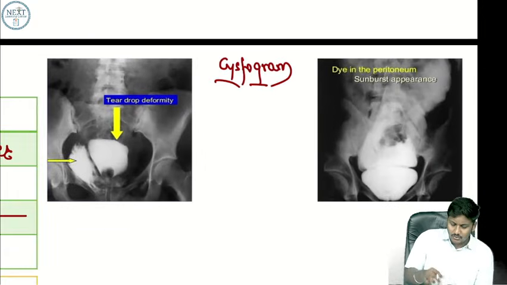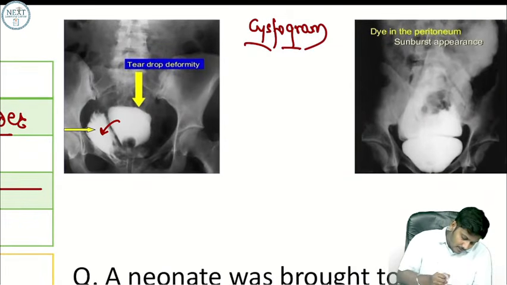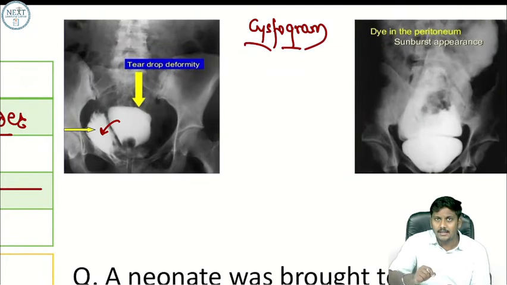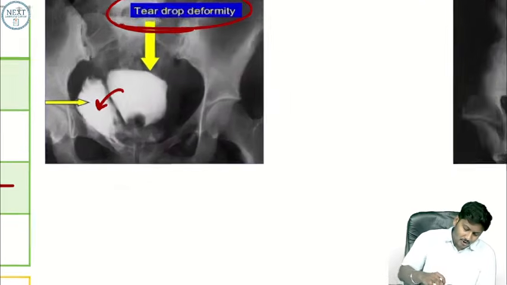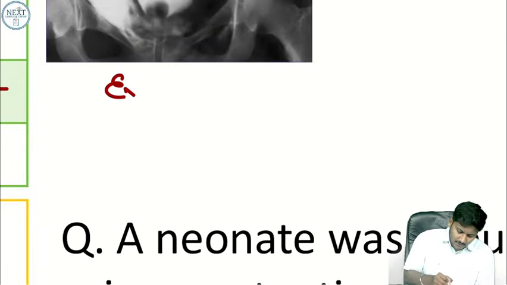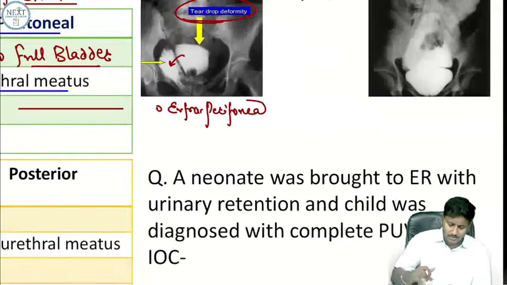And when I do a cystogram, there are two kinds of deformities, as you are able to see. In the first one, here you can see, beta, that the contrast is leaking out into the pelvic cavity. Whenever the contrast leaks out in the pelvic cavity, the shape of the urinary bladder turns like a teardrop, beta. And that teardrop deformity is very classical of extraperitoneal bladder rupture.